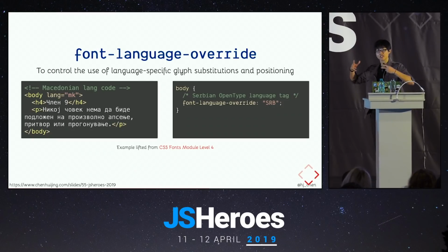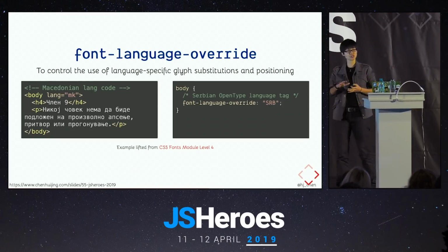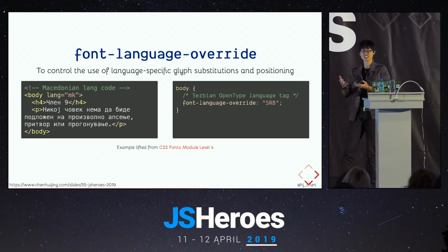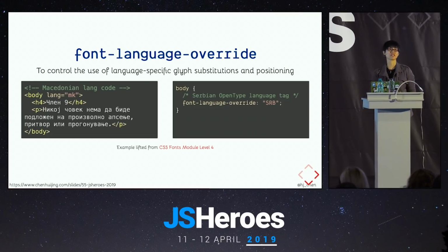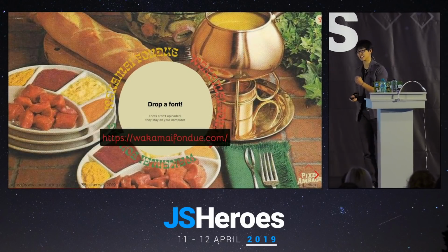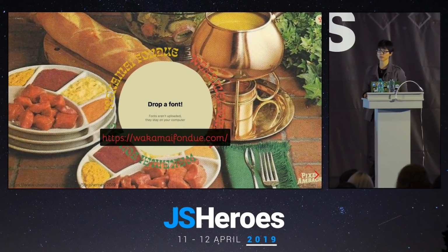So just imagine that the font being used does not support Macedonian, but somehow has the characters for, say, Serbian, which is a related language. So by setting the font language override property to SRB, the Macedonian text will be rendered with Serbian typographic conventions, but still be recognized as Macedonian.